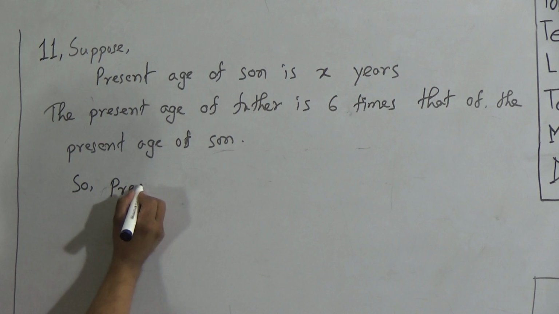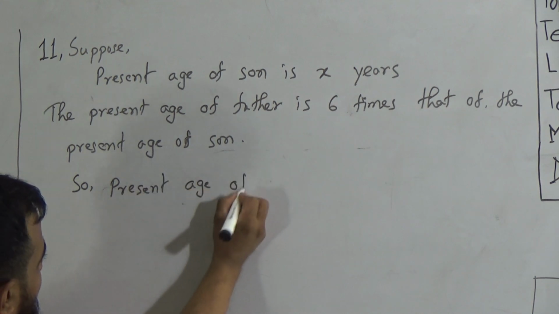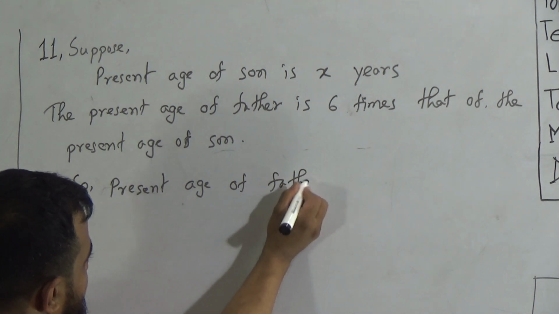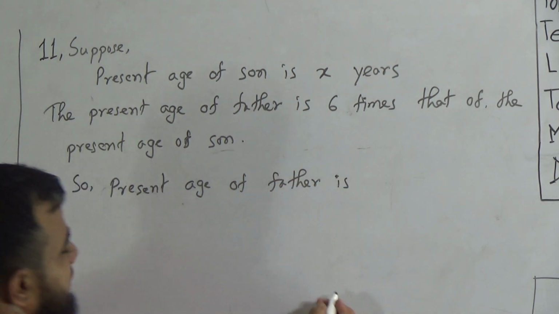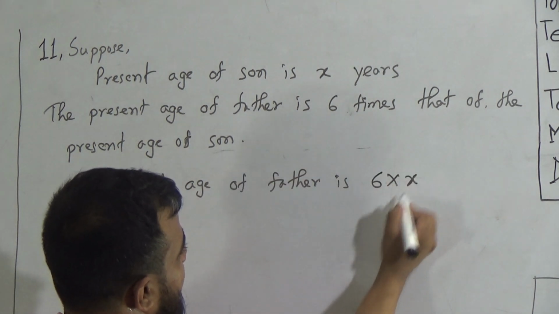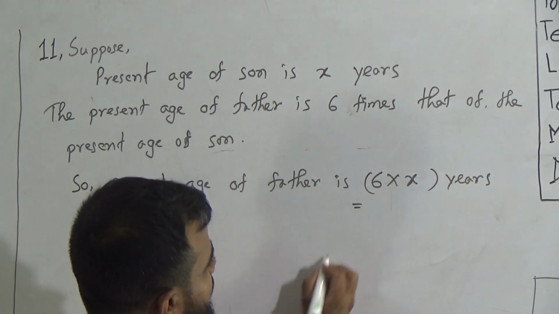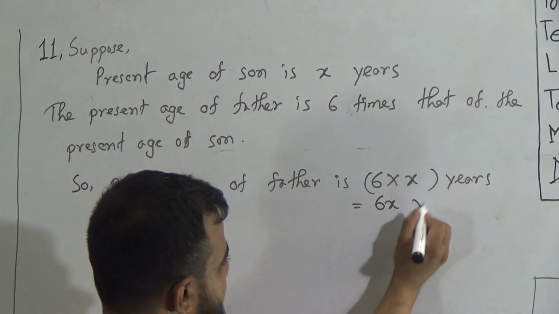So the present age of father is 6 times that of son's age. So 6 multiplied by x years. That's equal to 6x years.